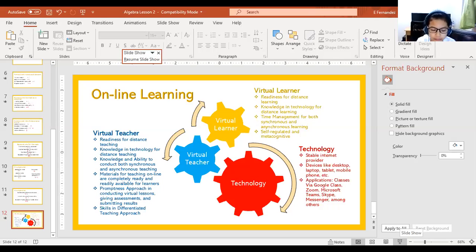And then for the virtual teacher, of course your teacher must be ready for this distance learning. Your teacher must have the knowledge in the technology. Also, the teacher must have the knowledge and ability to conduct both live class and not live class. You call that synchronous and asynchronous classes. And then your teacher should be able to provide materials, like video links, PDF files, and everything that your teacher gives you. Even though the teacher is really not online all the time, your teacher must be prompt. It means that every time, your teacher must answer to your need. For example, you have a problem, then you have to talk to your teacher, then your teacher must be prompt. If not, then there will be a problem.